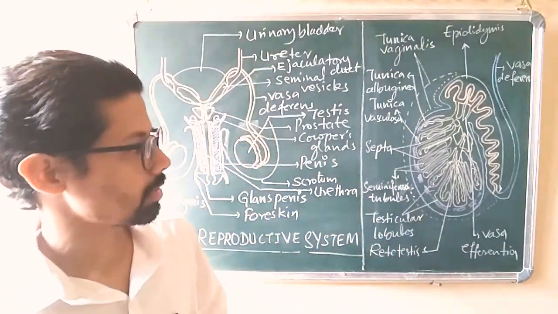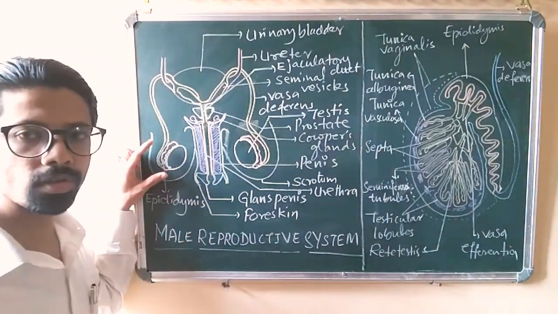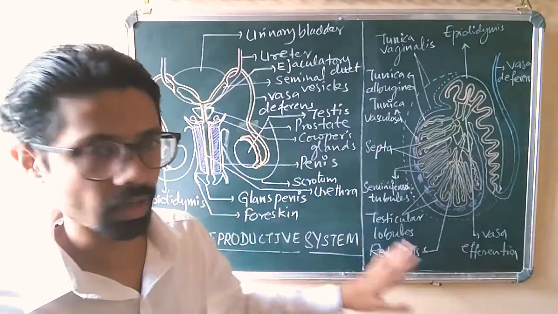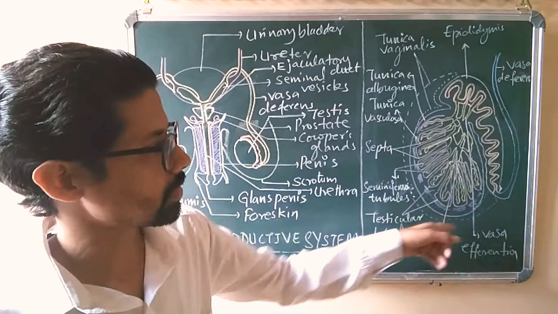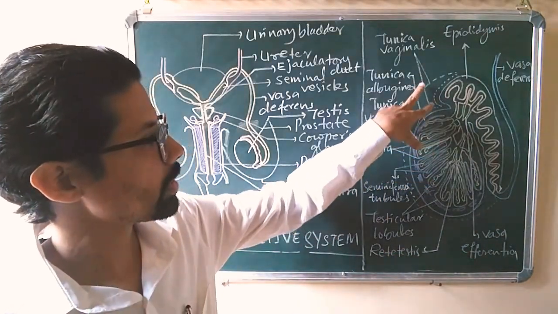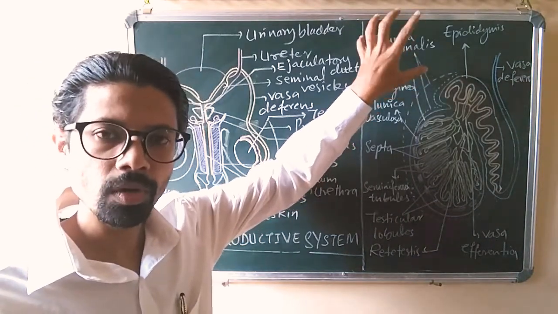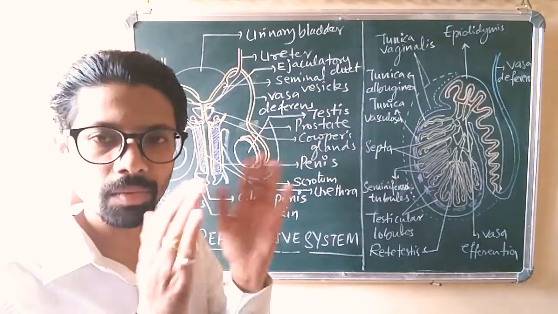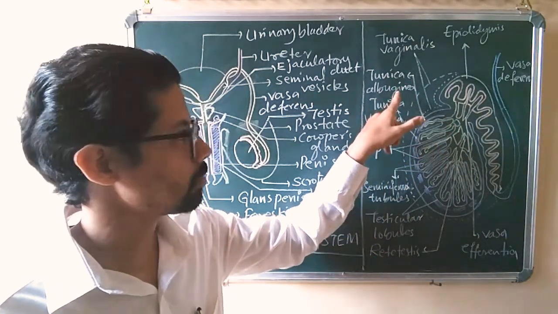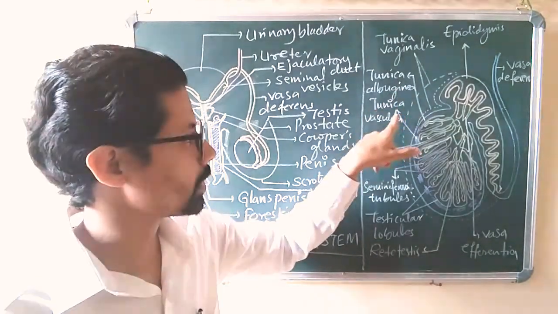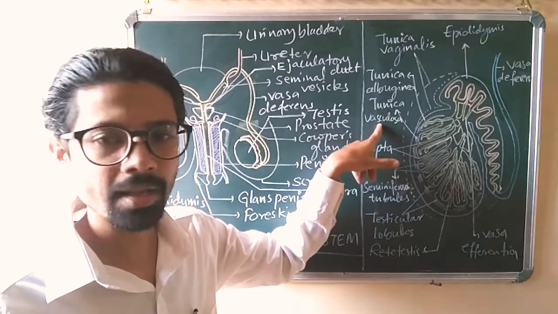As you can see on the board, this is the lateral section of the testis. It would be very small to draw here, so I have drawn it separately in a large form so that you can observe it carefully. Externally it is covered with two layers of connective tissue called tunica vaginalis, the outer connective tissue layer covering the testis. The inner fibrous connective tissue covering is the tunica albuginea. Then the vascular tissue connected to the testis is the tunica vasculosa.